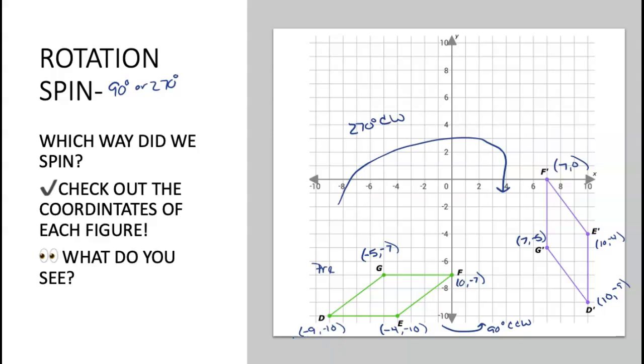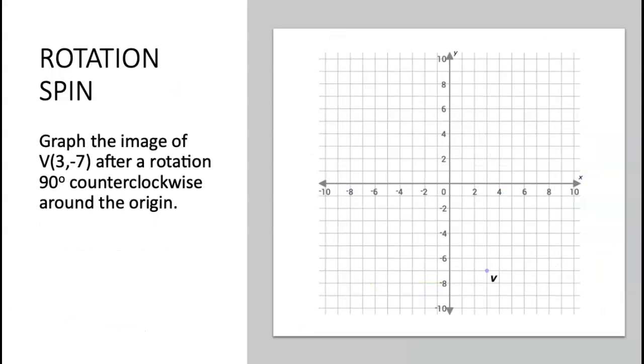So be careful with the positives and negatives, but it looks like we're going to flip the X and Y value, and watch out for positives and negatives. So let's look at a couple of examples. Graph the image 3, -7 after rotation 90 degrees counterclockwise.